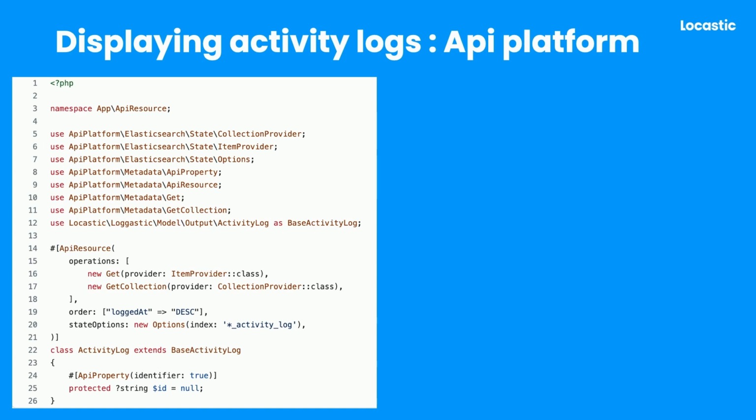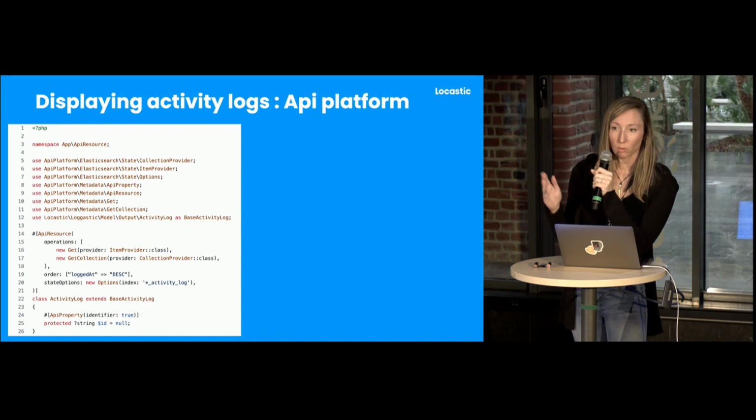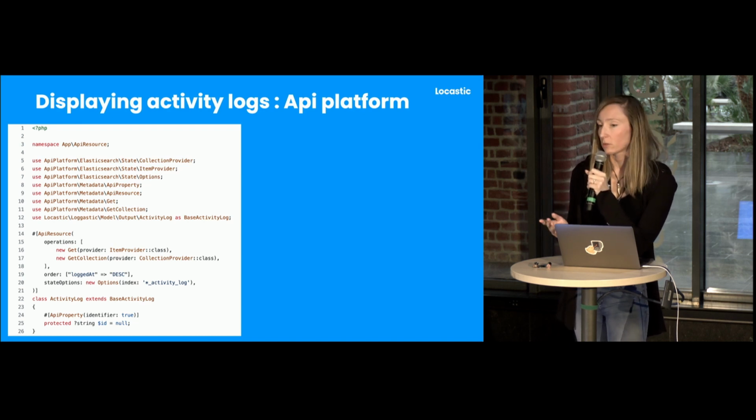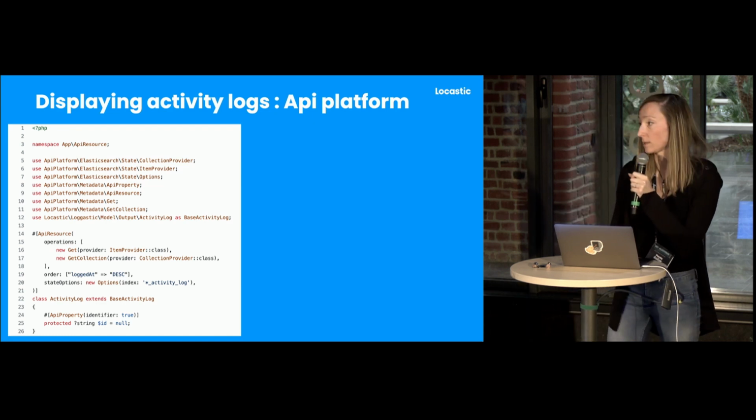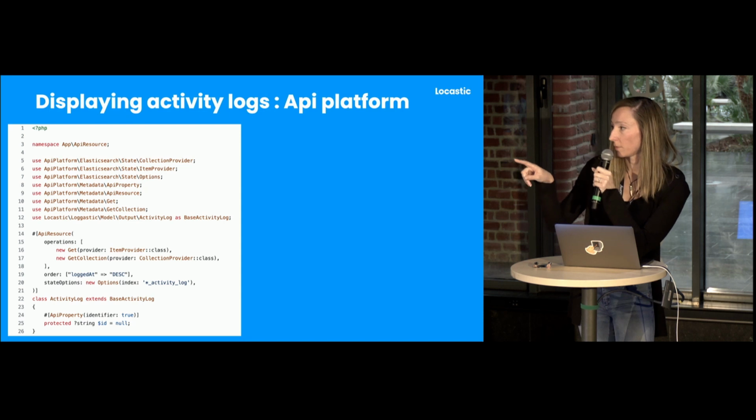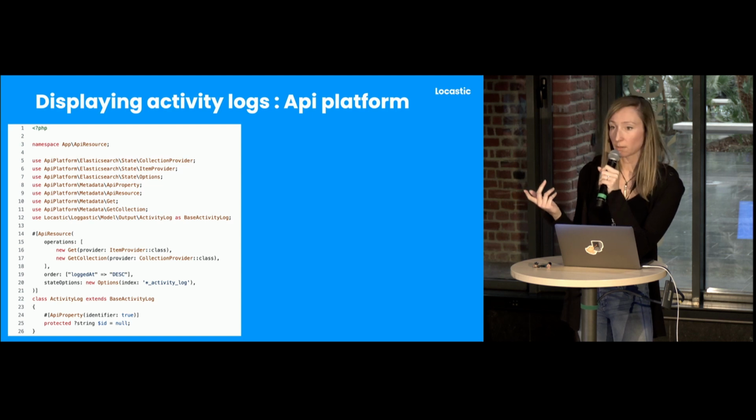Here you can see we extended the base activity log class, so we just get all the fields that are by default there. But of course, you can create your own class with your own fields, depending on your needs. And we defined an API resource on top with the operations. So we have get single and get collection. We also had a filter for ordering because we want to show our most recent logs on the top.